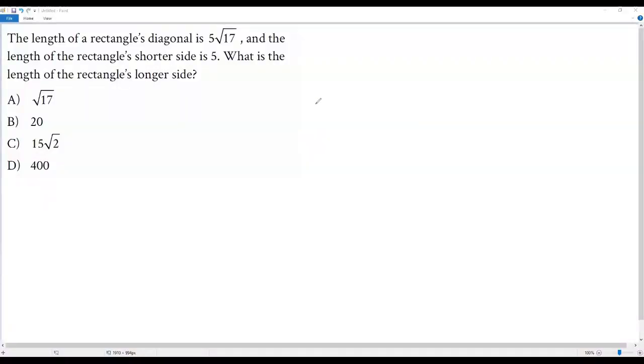Here we have a SAT math question. Okay, let's go with the question. The length of a rectangle's diagonal is 5 times square root of 17 and the length of the rectangle's shorter side is 5. What is the length of the rectangle's longer side?